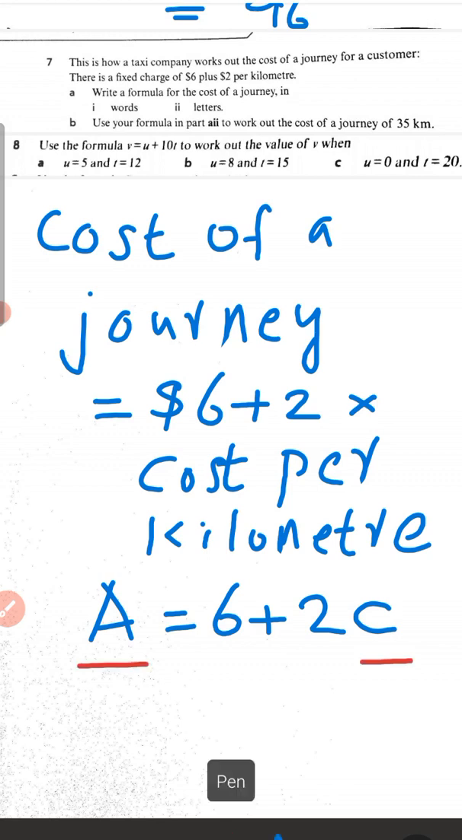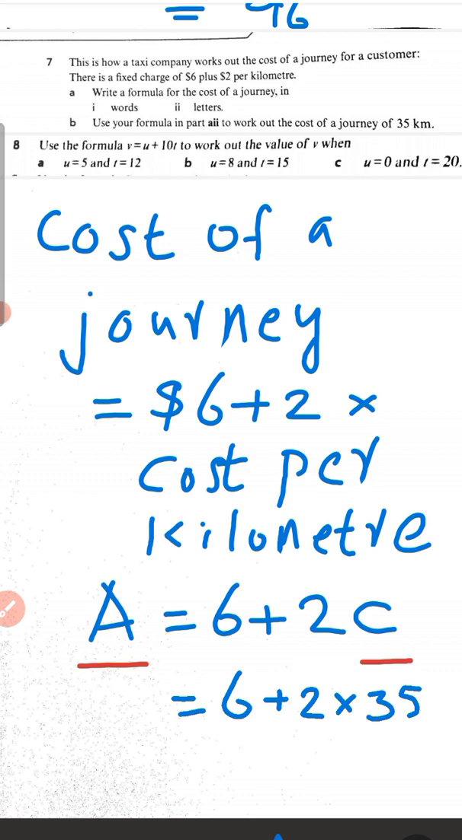Okay, so children, here we can substitute 35 for C. 6 is fixed and 2 also fixed.